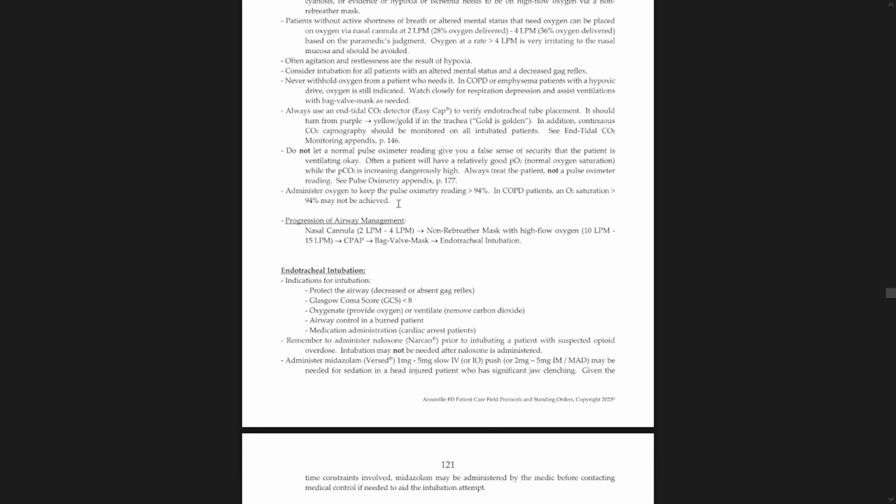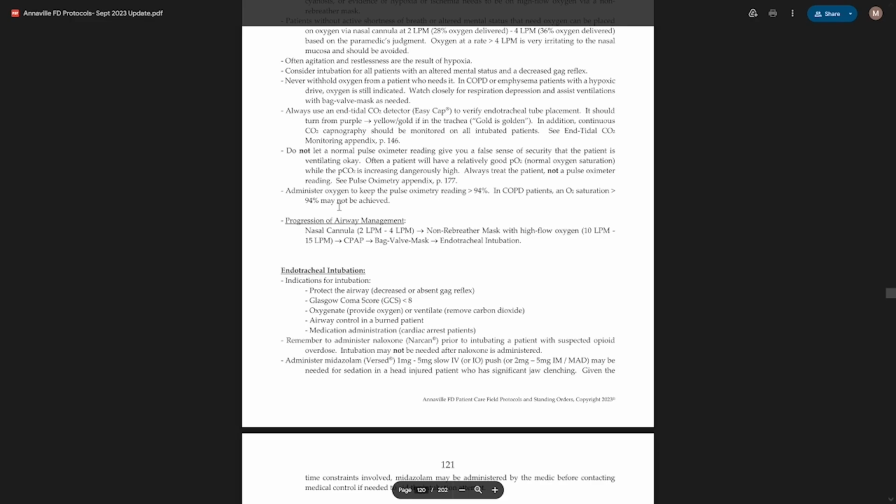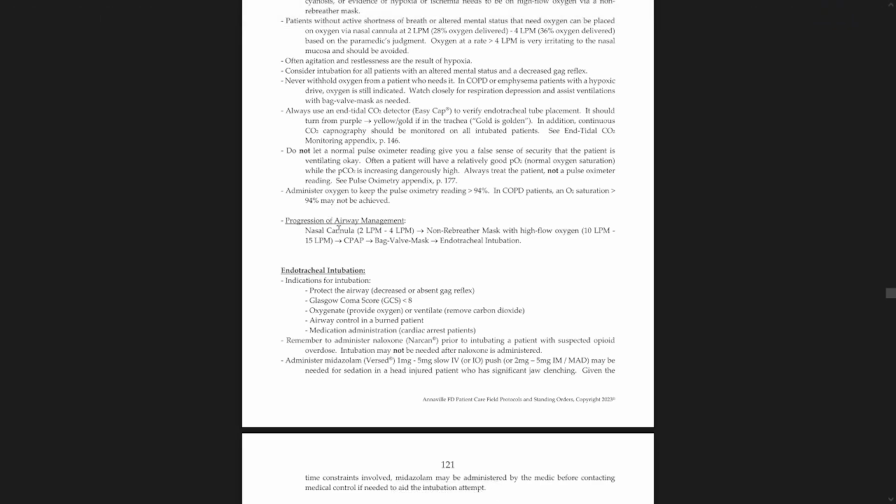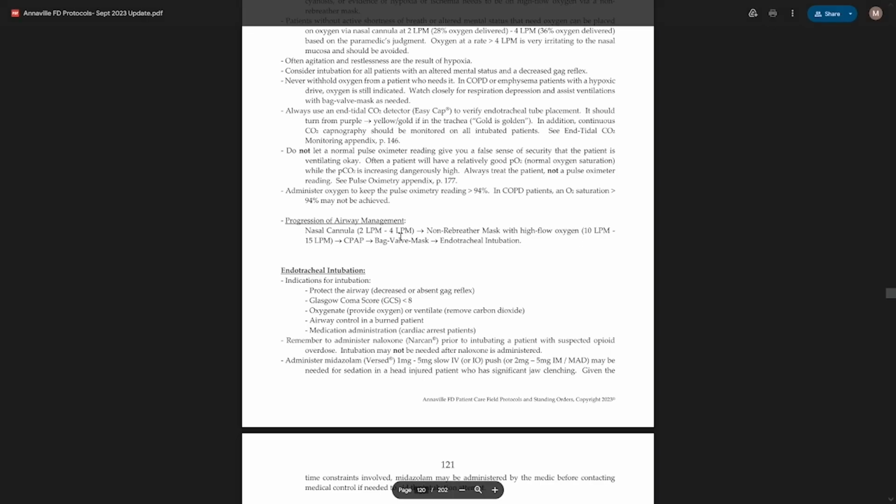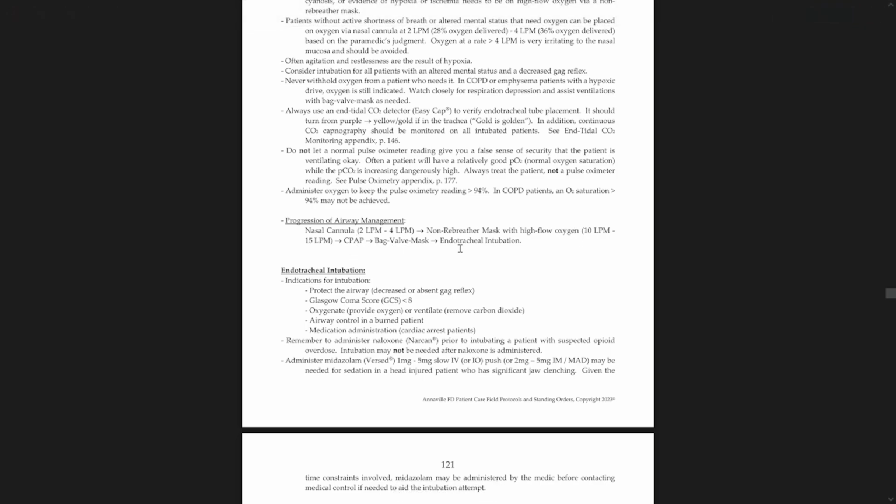Administer oxygen to keep the pulse oximetry reading greater than 94%. In COPD patients, an O2 saturation greater than 94% may not be achieved. For the progression of airway management, a nasal cannula should go from 2 to 4 liters per minute. From there, you should consider a non-rebreather mask with high flow oxygen at 10 to 15 liters per minute. CPAP is next, a BVM, and then an endotracheal intubation.